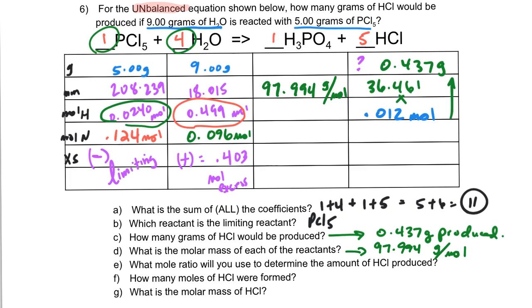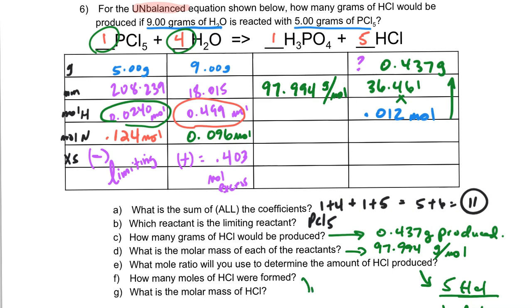Let's look at problem E, what mole ratio we use to determine the amount of HCl produced. We already did that overall, and I showed you the dimensional analysis, but the mole ratio in particular is going to be the number of moles of hydrochloric acid to PCl5, and then don't forget the numbers here. It's 5 moles of HCl for every 1 mole of PCl5, and so that's the answer for that one.